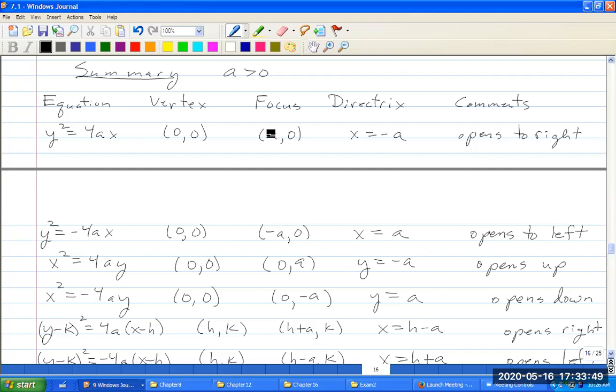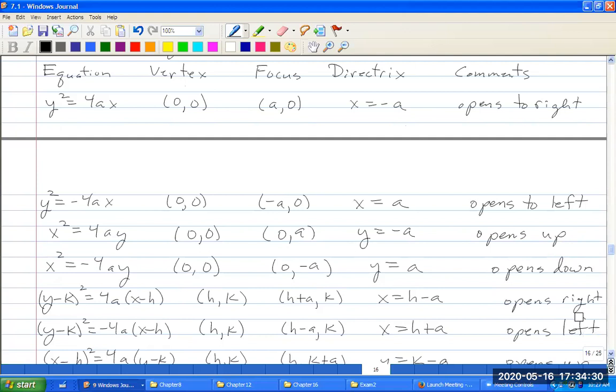So notice the relationship between a and minus a here. It'll be the same going throughout this. x squared equals 4ay. Vertex is at the origin, focus is at (0, a). Directrix y equal minus a, and it opens up. x squared equals minus 4ay. The vertex is at the origin. Focus is at (0, minus a). The directrix y equals a, and it opens downward. Okay.